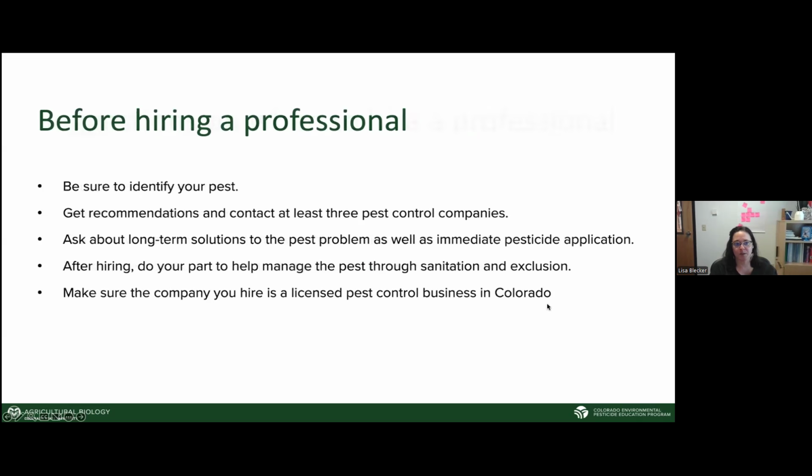So, my colleagues at UC, they give these tips for what you should do before you hire a professional. Do your absolute best to identify your pest so you know more about it, know more about its habits, and how harmful it can become.